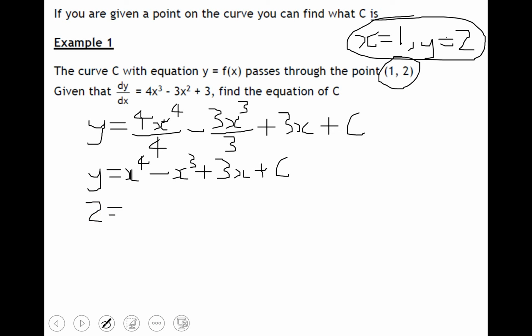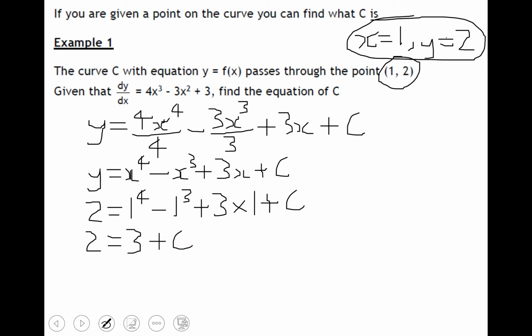So 2 equals 1 to the power of 4 minus 1 cubed plus 3 times 1 plus c. So we have 2 equals, 1 to the power of 4 is 1, minus 1 cubed is 1, so 1 minus 1 cancels out. 3 times 1 is 3, so 2 equals 3 plus c. Take 3 from both sides, minus 1 is equal to c.